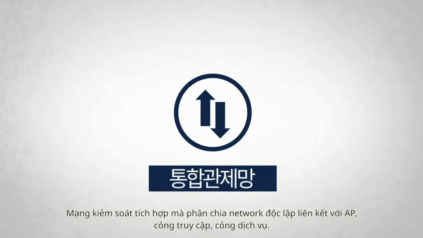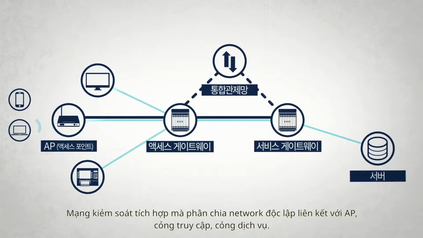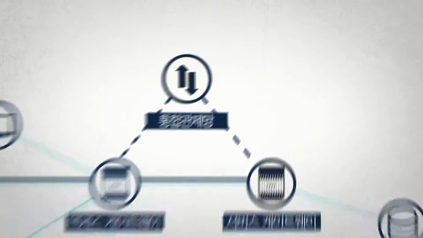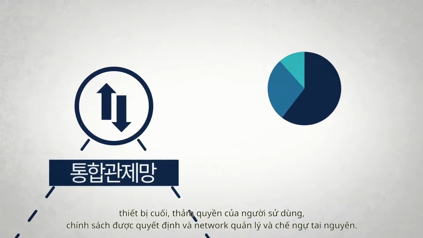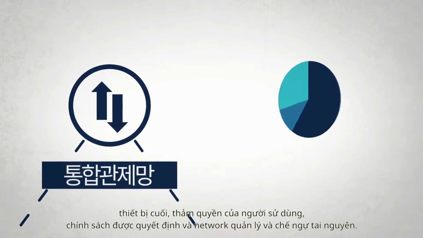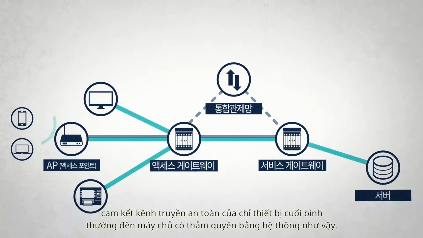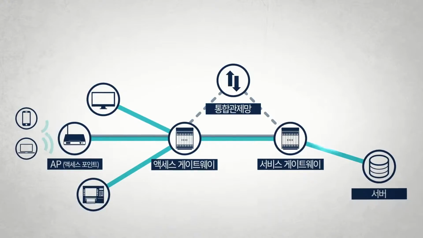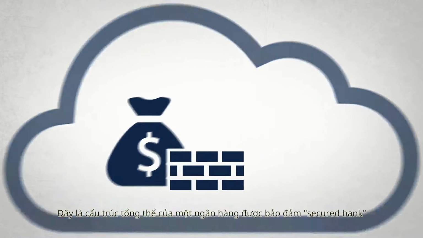The integrated control network, isolated into an independent network, is connected to the AP, access gateway, and service gateway. According to the terminal, user authorization, and the chosen policy, the network liberally manages and controls the resources. Through this system, only normal terminals are ensured safe transmission to the authorized server. This is the overall structure of a secured bank.